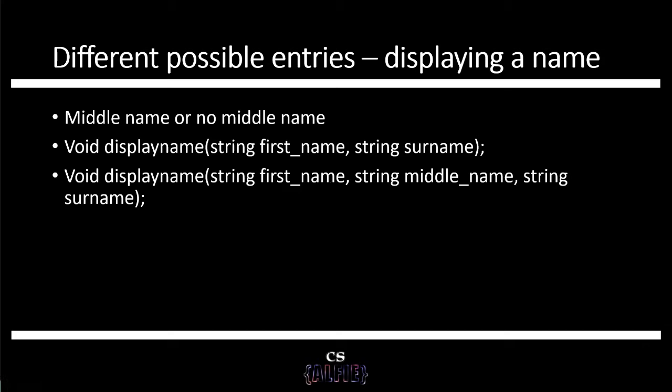So if you used a double in the parameters, it would match it with the double function. Okay, and the next one is different possible entries. So for example, displaying a name. Some people have middle names and some people don't. Since they both have display name in common as the name of the function, you could have two parameters, first name and surname, or if you did have a middle name, you could have first name, middle name, and surname. And depending on the number of parameters that you give when calling the function, C++ will match it to the accurate function. Okay, so now let's have a look at this in Visual Studio Code.